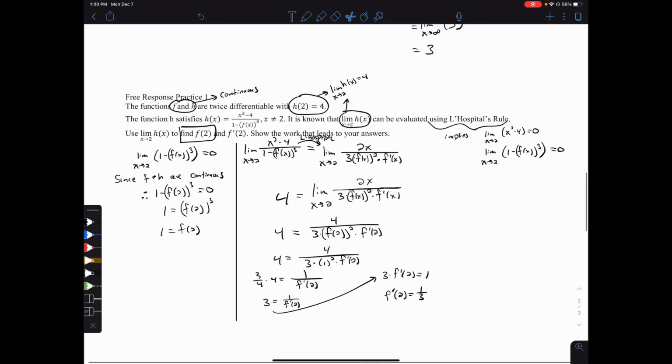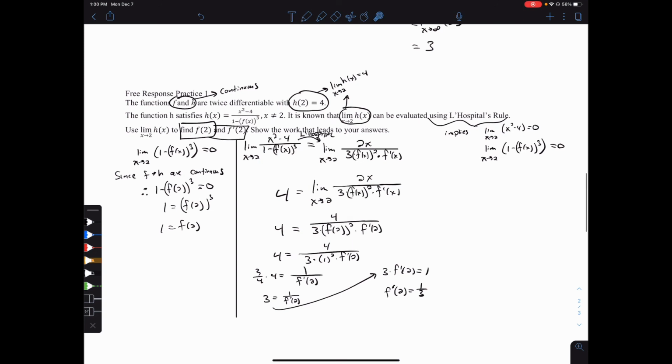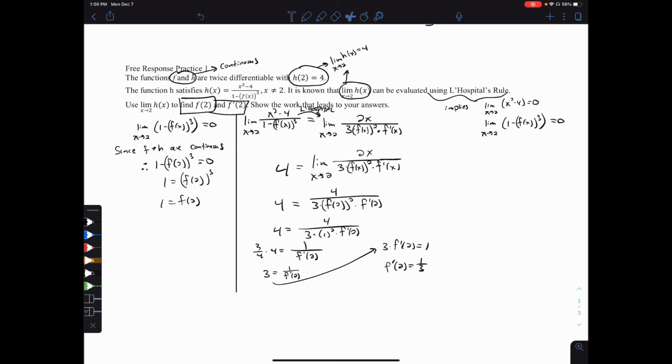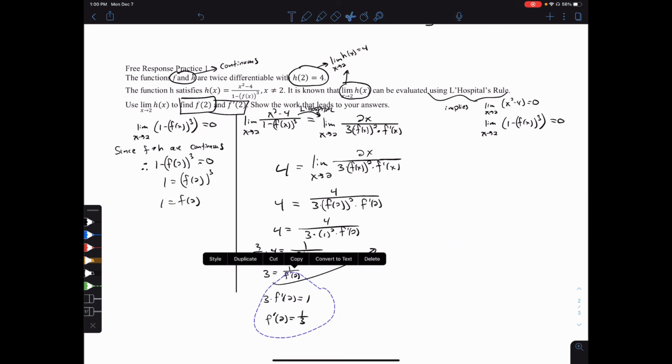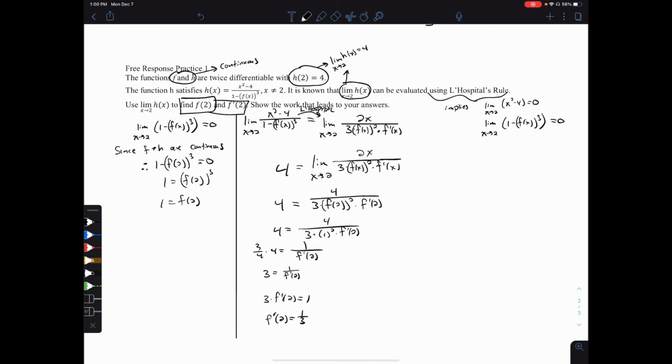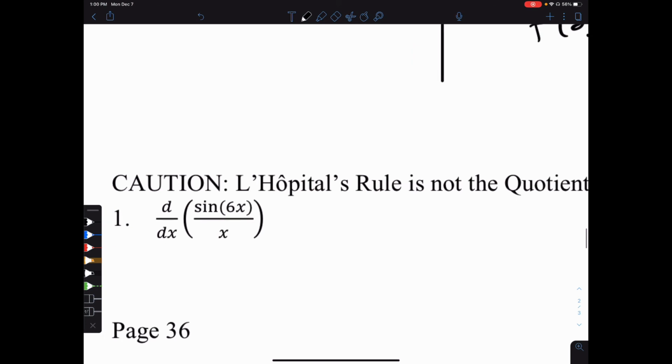Make sure we answered both questions. Find f of 2, we did. Find f prime of 2, we also did. So that concludes this problem, and I guess I could have actually put this down here. I had a man-made separation.